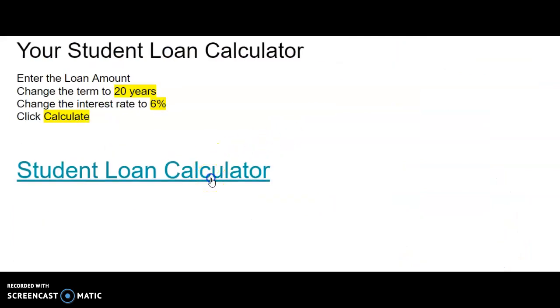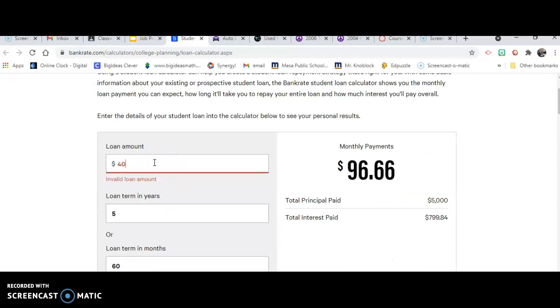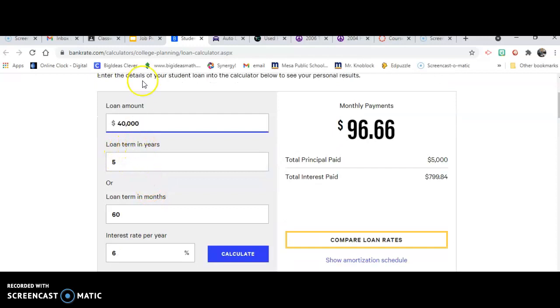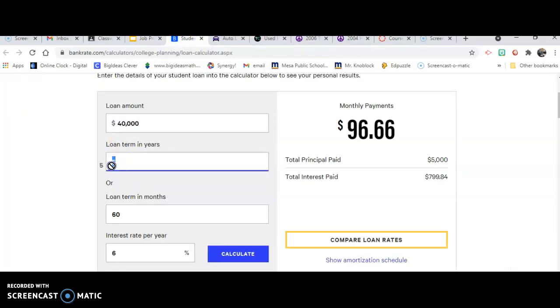So I go back to this slide and click on student loan calculator, and I'm going to put 40,000. Then remember the loan term in years. If I go back to my project, it tells me 20 years. So they're going to give you 20 years to pay that off, which is 240 months, and then 6% interest. Now people are going to go, oh, this is the amount. No, you have to hit calculate. If you don't hit calculate, it does not do it.